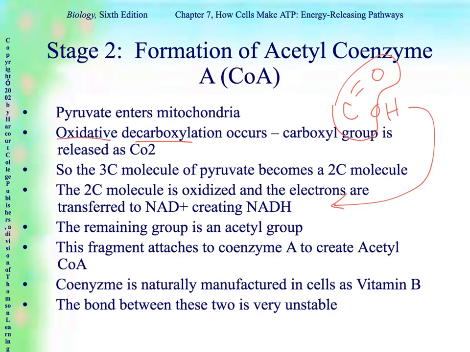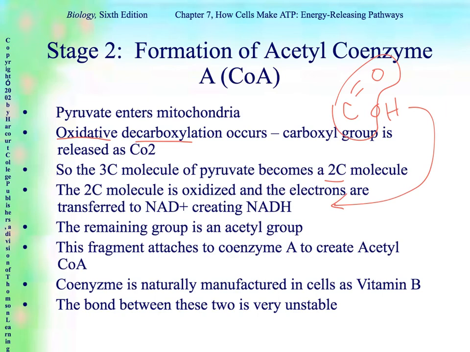It is oxidative. That term means that it's getting broken down. Pyruvate is getting broken down. So instead of having a 3-carbon molecule, we now have a 2-carbon molecule. The 2-carbon molecule is oxidized and the electrons are transferred to NAD+, creating NADH, which I described already. The remaining group, after all that occurs, is called an acetyl group. This fragment is going to attach to a coenzyme A, which is a molecule that's already there in the mitochondria, to create acetyl coenzyme A.